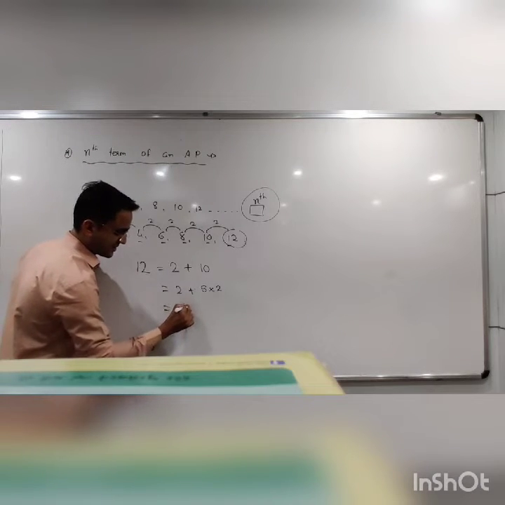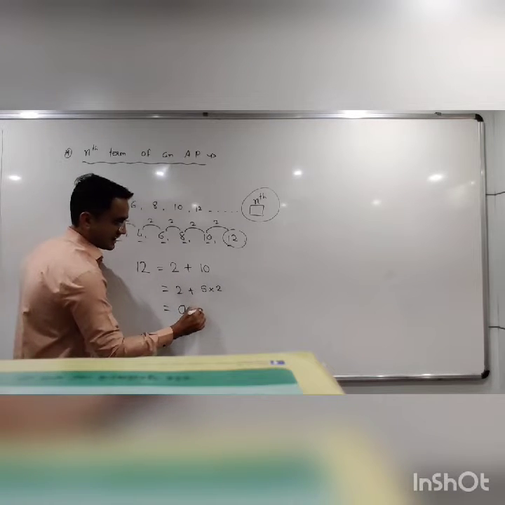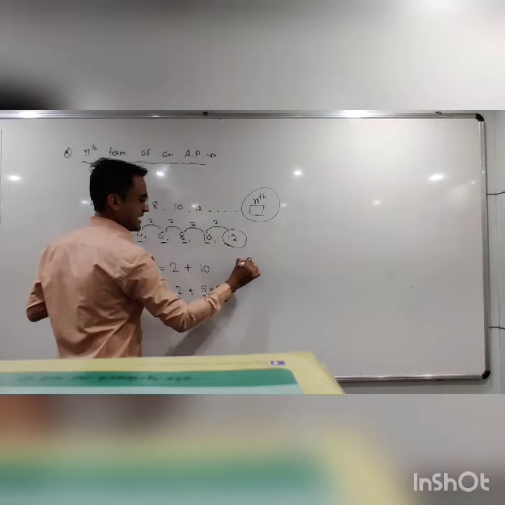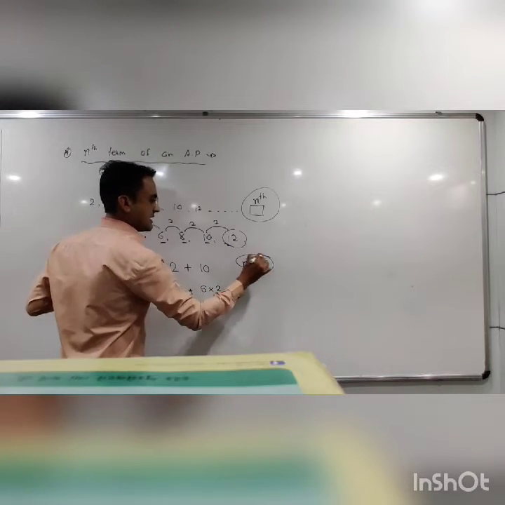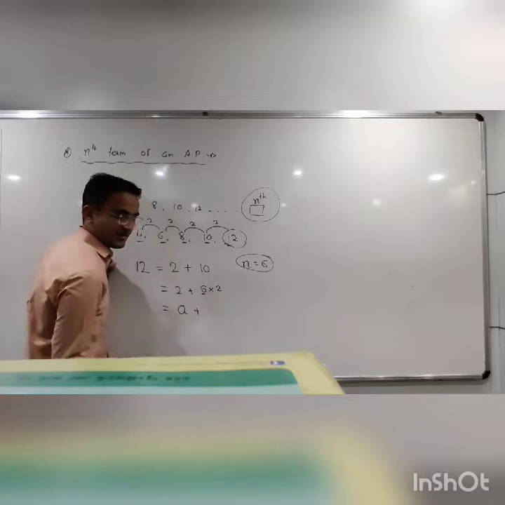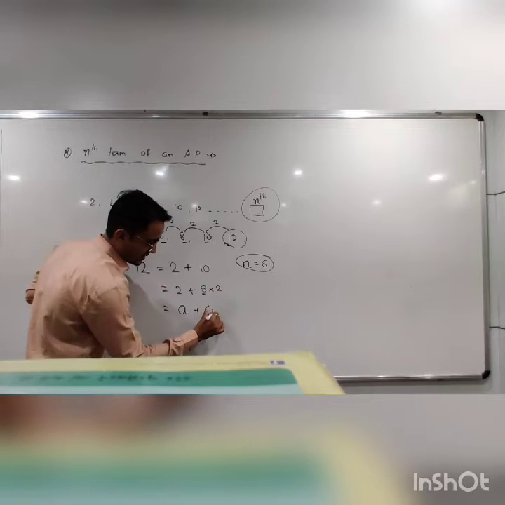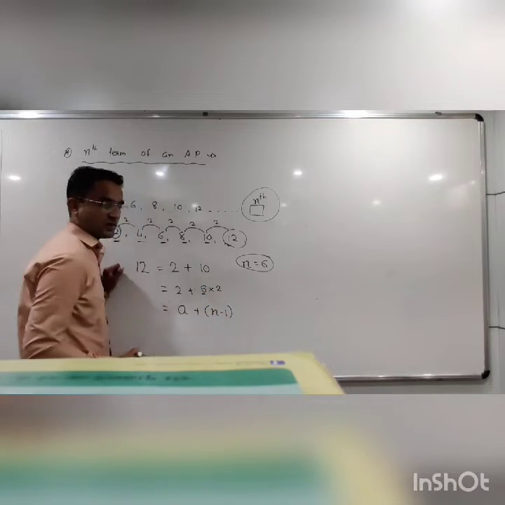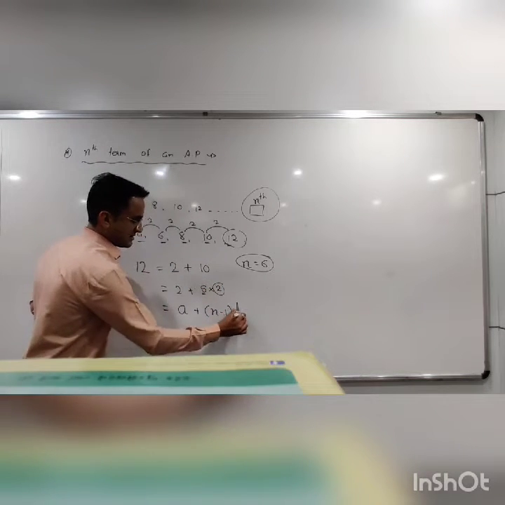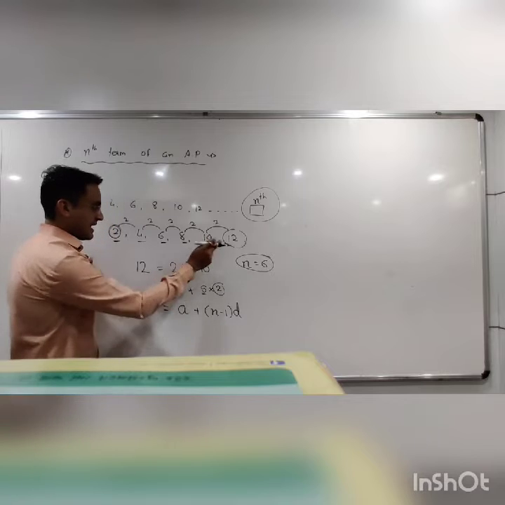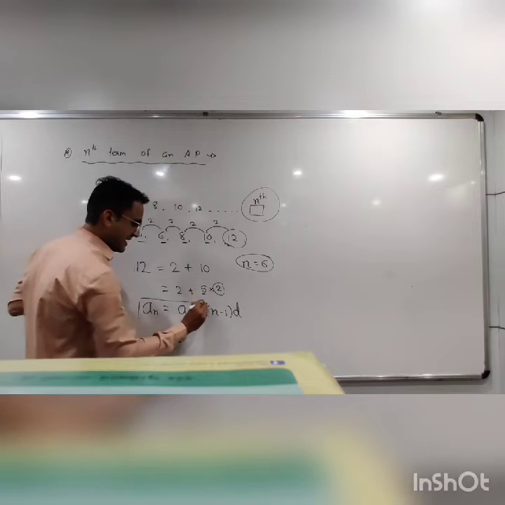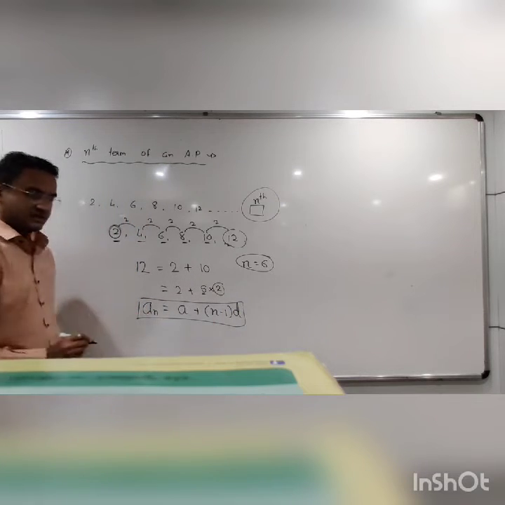So what happened? This one is your first term. Here, how many terms? 1, 2, 3, 4, 5, 6. So n is equal to 6. So you can write here 5, that is n minus 1. What is 2? 2 is the difference. So here 12 is the nth term. So I can find a formula like this.